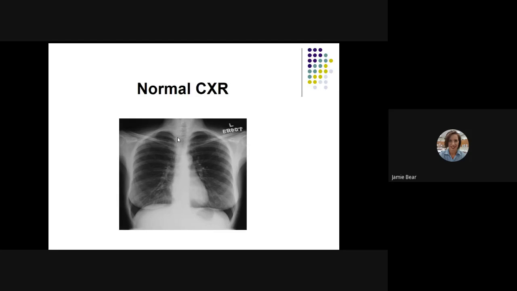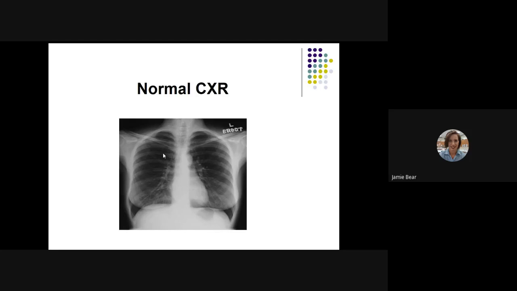I'm also going to look at the ribs, and everything looks normal here with the ribs. I'm going to look at the heart. Here's the cardiac silhouette. Here's the aortic knob, the left ventricle. The heart looks like it's in good position. I'm going to look at the diaphragm. I do see a nice diaphragm. The right side is a little bit higher than the left, but I do see nice costophrenic angles right here.